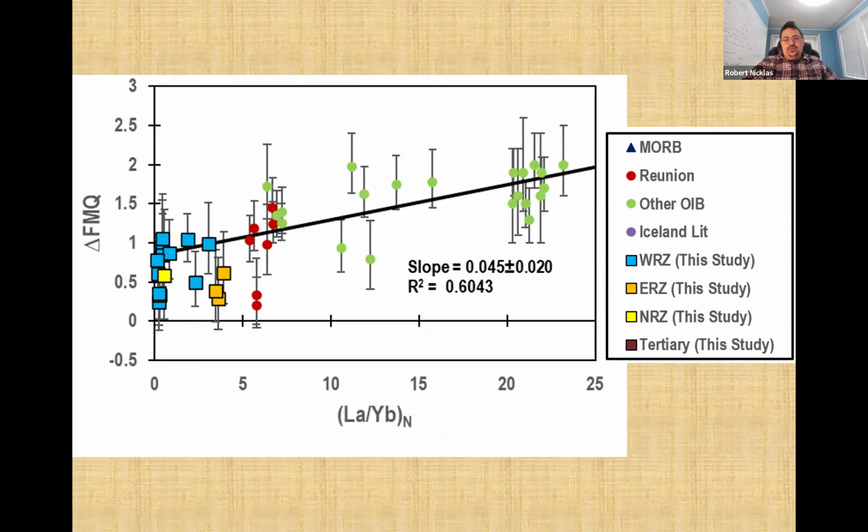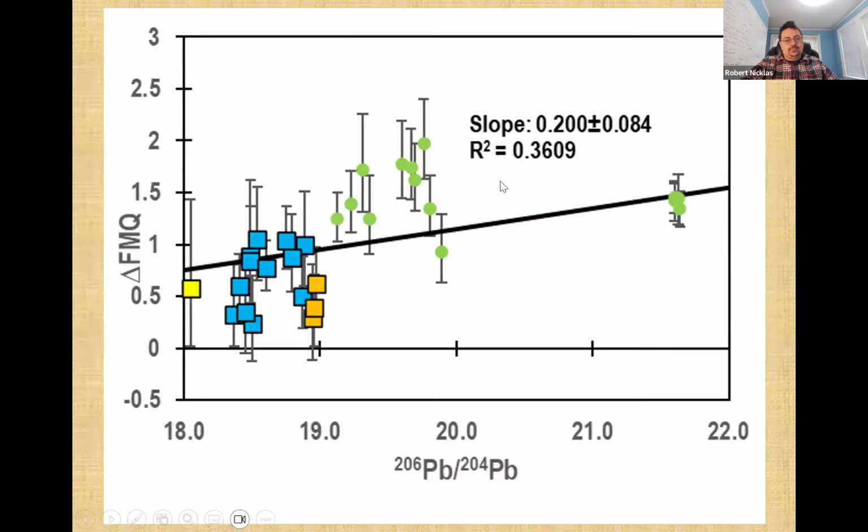We also see some correlation with some other geochemical parameters. We see with lanthanum over ytterbium, normalized to chondrites, an even better correlation. This is a proxy for both enrichment of a mantle source and degree of partial melting. We see a strong positive correlation. Lower degrees of partial melting, more enriched sources are more oxidized. We show less good correlations with isotopic signatures, but they are still resolved from zero. They're still statistically significant.